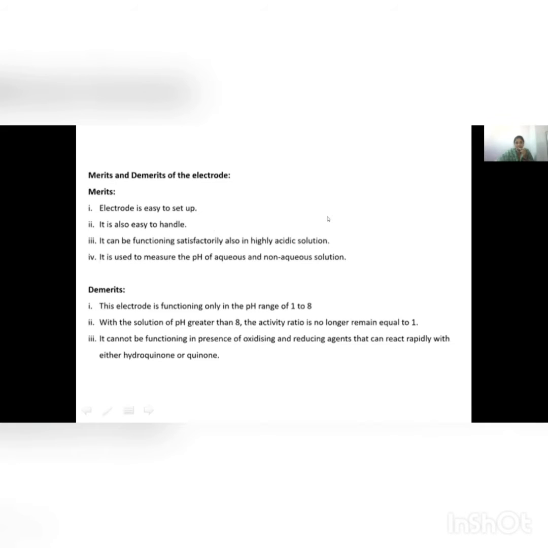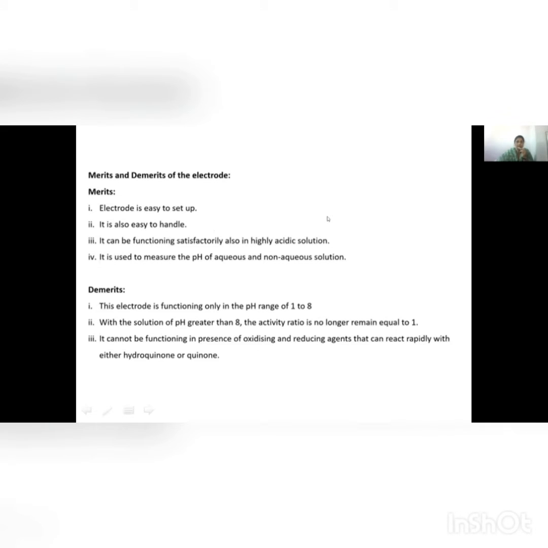So in acidic medium, E cell is equal to E cathode minus E anode. That is, for the quinhydron, finally E cell is equal to E Q naught quinone minus 0.0592 into pH minus E calomel. This is about the acidic medium. And in the basic medium, E cell value is 0.457 plus 0.0592 into pH. Finally we get the pH value from the E cell, that is pH is equal to E cell plus 0.0457 by 0.0592 V. So this is about the quinhydron electrode.